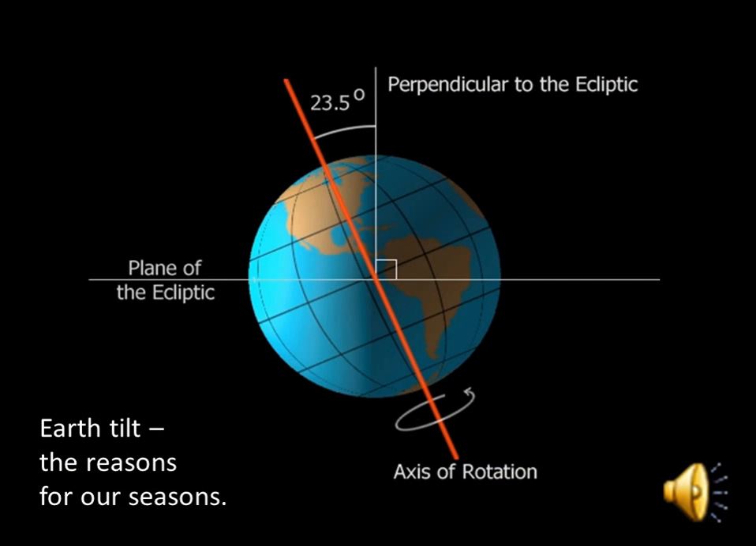This slide shows that the Earth is tilted 23.5 degrees. This tilt is the reason that the Earth has seasons. If it were not for the tilt, the sun would always shine directly down on the equator. Notice also the plane of the ecliptic. That is the astronomer's name for the sun's path through the sky. More about that later.